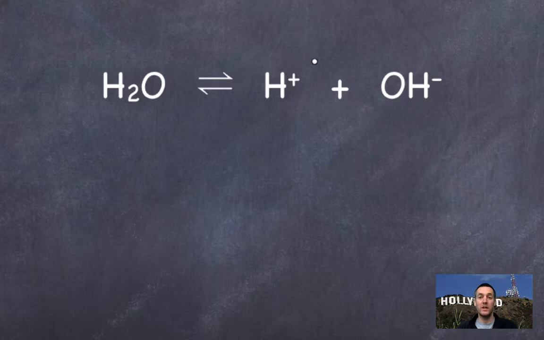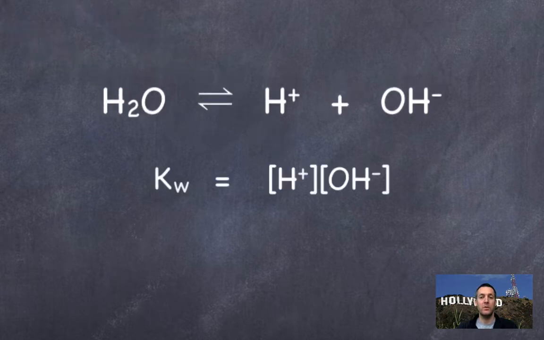We know that water is a terrible conductor of electricity, or we should know that from the bonding topic, which means that this equilibrium must lie way over to the left, that not very many ions form. But since it is a reversible reaction, we can write an equilibrium constant expression for it.